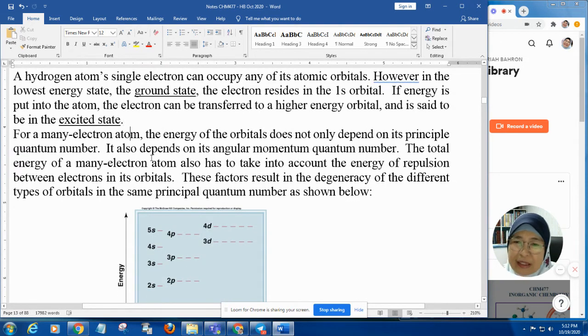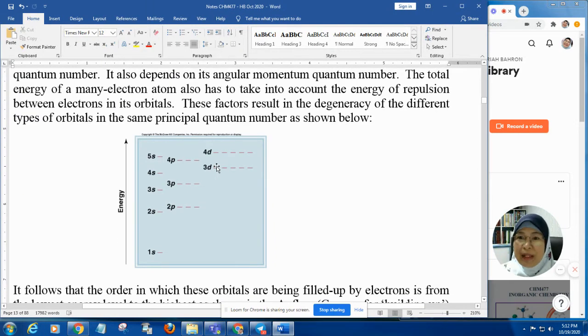However, when you have many other atoms, you have many electrons in one atom. So in a many electron atom, the energy of the orbitals does not only depend on its principal quantum number, n. It also depends on its angular momentum quantum number. The total energy of a many electron atom also has to take into account the energy of repulsion between electrons in its orbitals. So when you put one electron in one orbital, there is going to be interaction between that electron and another electron in the same atom. There's going to be repulsion because both electrons have negative charges. Having negative charge, they will repel one another.